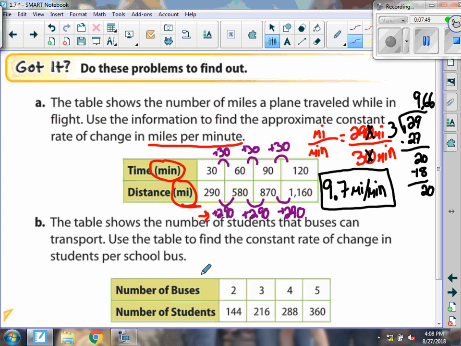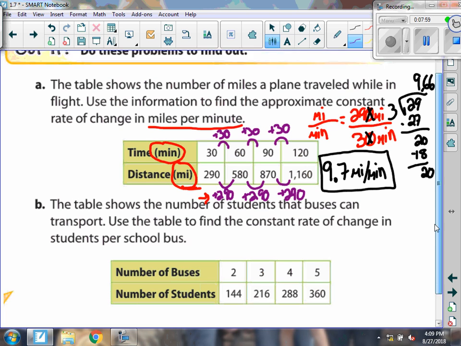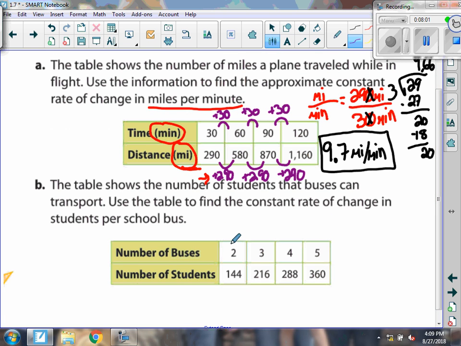We're going to use the same process for B. The table shows the number of students that buses can transport. Use the table to find the constant rate of change in students per school bus. Let's find our change in buses. So from 2 to 3, that's plus 1. 3 to 4 is plus 1. 4 to 5 is plus 1.